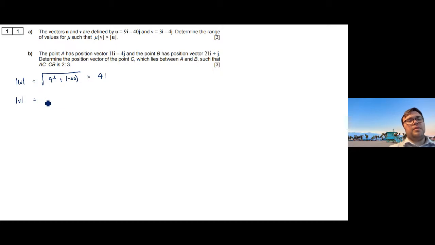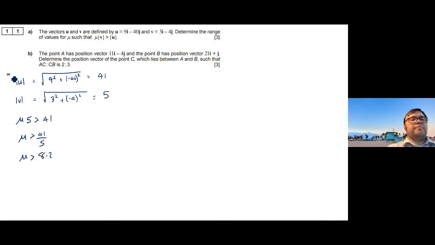Putting in v, it's exactly the same process. So it's going to be 3 squared plus minus 4 all squared, and that will give you an answer of 5. So then you're told that lambda times 5 is greater than root 41. So lambda is greater than root 41 over 5. So lambda must be greater than 2.